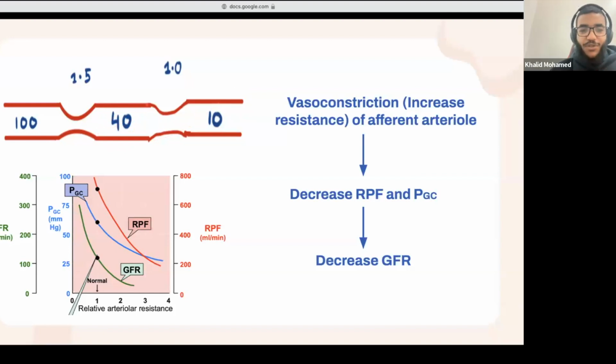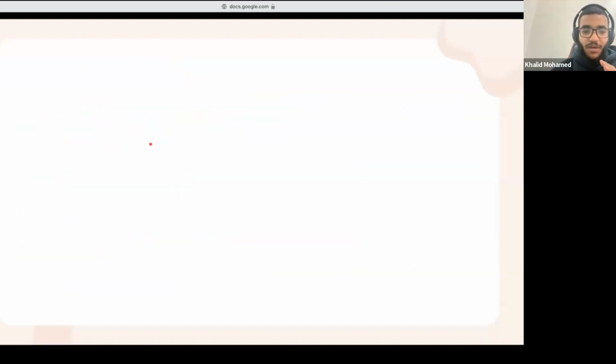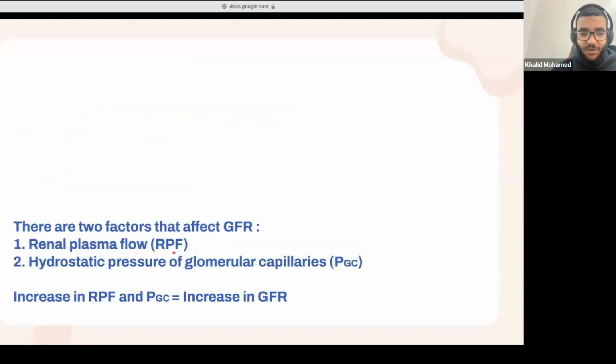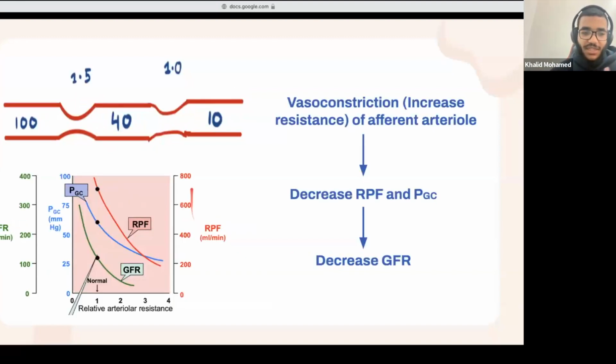Okay. So there are two factors affecting the GFR. One is renal plasma flow, so how much blood is flowing through the glomerular capillary. And two is the hydrostatic pressure of the glomerular capillaries, as Areeba explained just a moment ago. So it depends on how much blood is flowing here and also this number over here. So these are resistances and this is the pressure inside the capillary, okay?